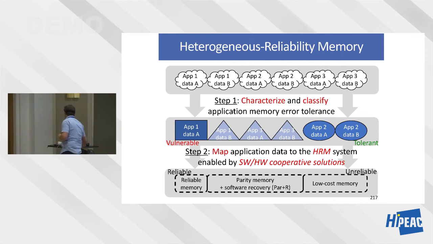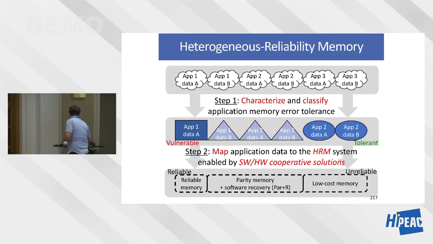So how does it work? Somebody annotates the applications and the data by characterizing and classifying application memory error tolerance. I'm going to give you another example of this soon. And different data is classified as vulnerable versus not vulnerable. And again, this could be a continuum. And then somebody maps the application data to the heterogeneous reliability memory system via software-hardware cooperation. And somebody designs the different types of memory. For example, reliable memory may have strong guarantees in terms of error rates. Low-cost, unreliable memory may have much weaker guarantees in terms of error rates. And then there could be other stuff in between that we discuss in the paper.